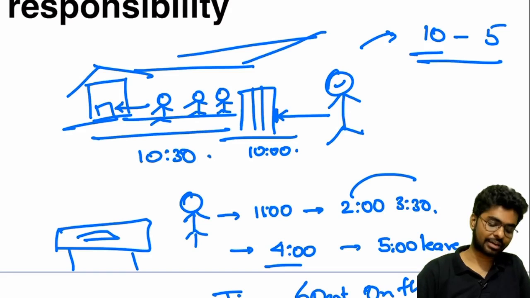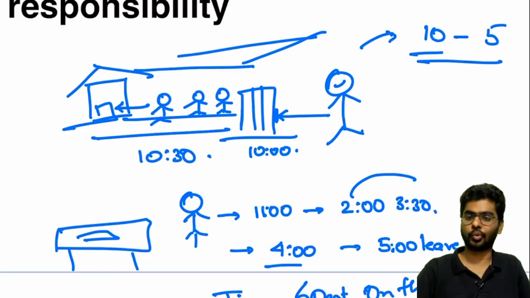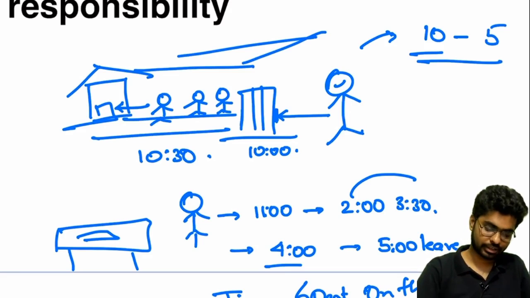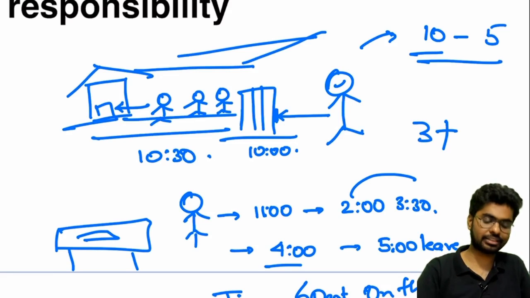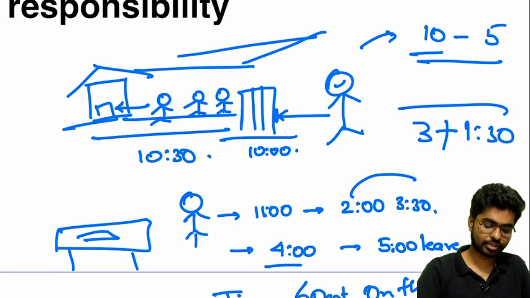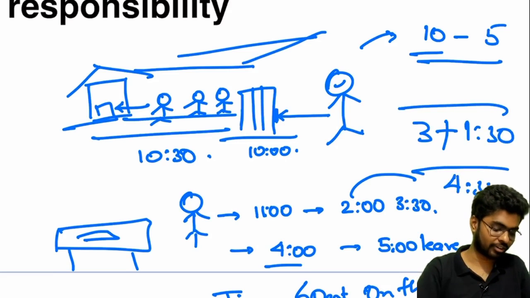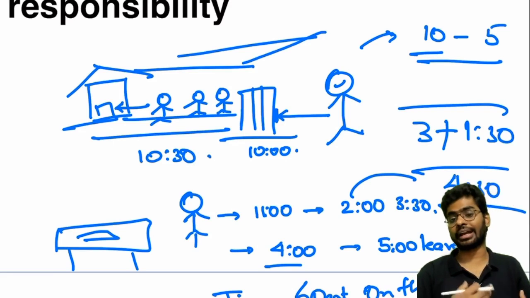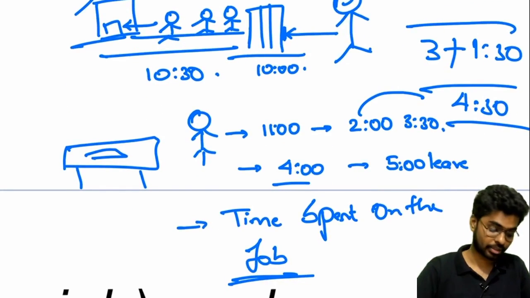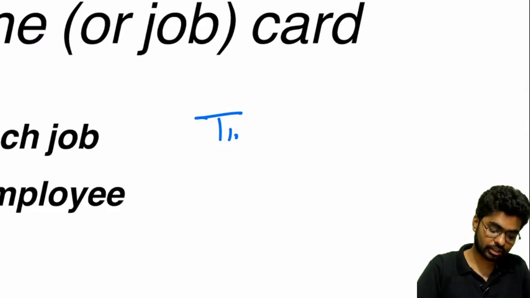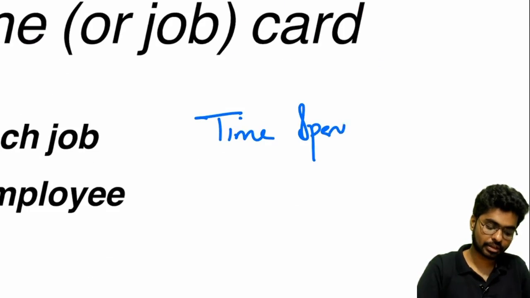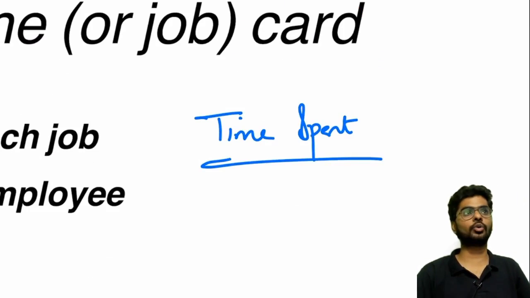But how much time did he work? See, 11 to 12, 12 to 1, 1 to 2, that is 3 hours, plus 3:30 to 4, 4 to 5, 1.5 hours. So he has only worked 4.5 hours. So when you are trying to book to a client, you book based on the time spent by the employee on the job. Are you clear?